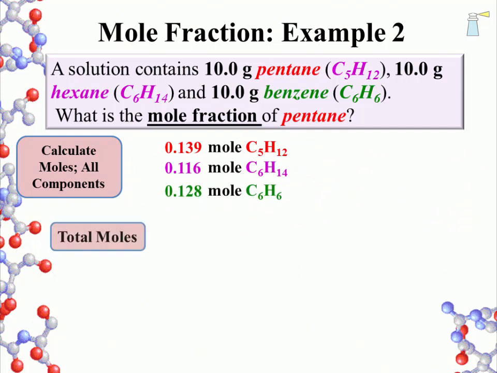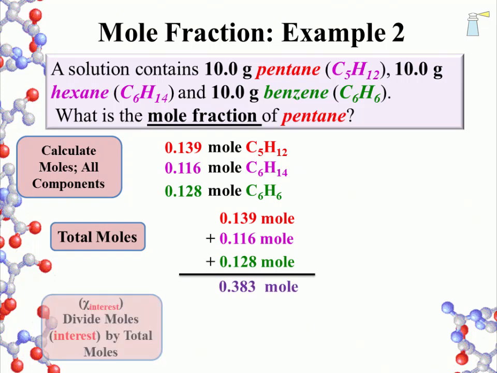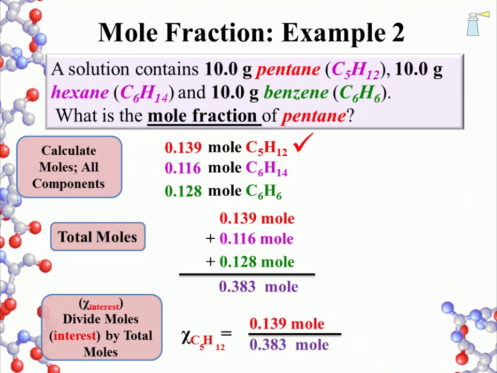Totaling the moles is addition. The values have been lined up on their decimal points, and each has the same number of significant figures. The sum, or total number of moles, is 0.383. Pentane is our substance of interest, and its mole fraction is calculated by getting its moles from step 1 and dividing that by the total number of moles, 0.383. The mole fraction of pentane in decimal form is 0.363.